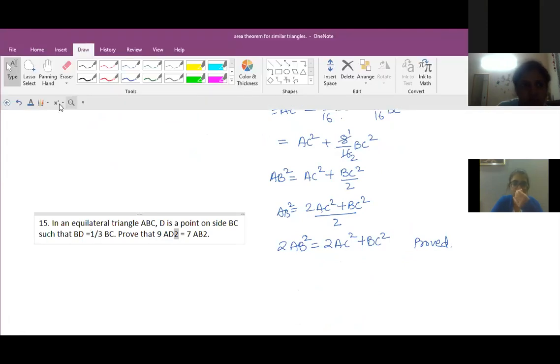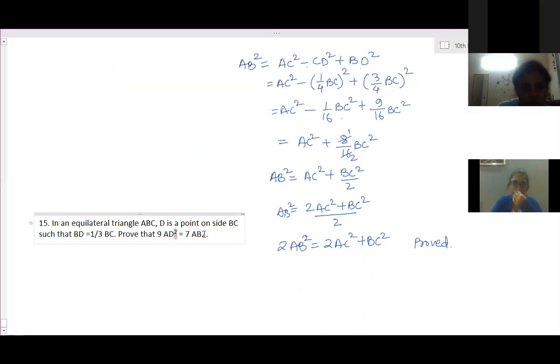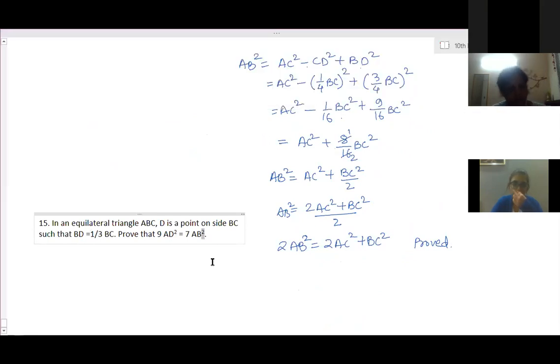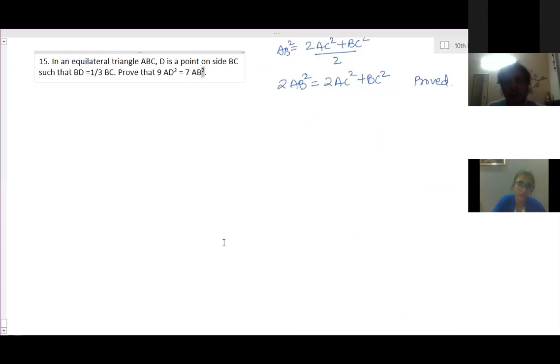This is very important, mark it. This is a 4-marker question. 2 years consecutively they have asked. Now in this one, what we have to do? It is an equilateral triangle. Listen very carefully. Very easy way we can solve it.